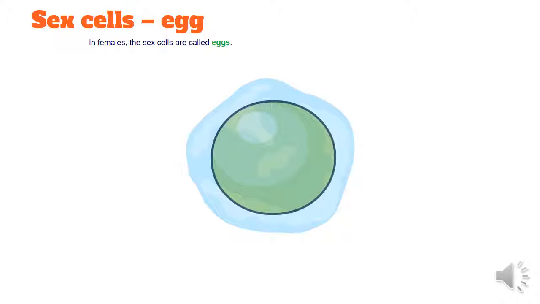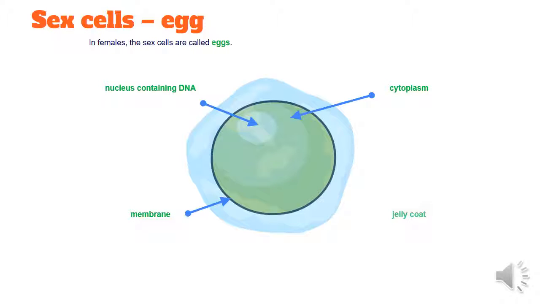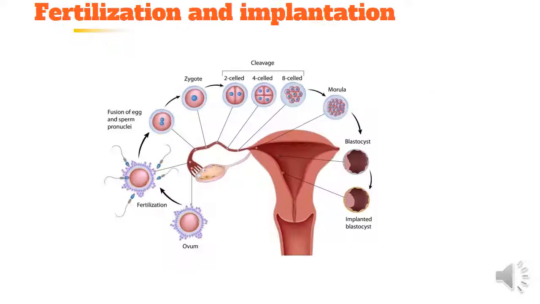Sex cells for the female, they're called eggs. You have a nucleus containing DNA, you've got a membrane, you've got cytoplasm, and you've got a jelly coat. The sperm have to break through the jelly coat to get in. So they use enzymes, and when the head or the acrosome gets in touch with the egg, then no other sperm can get through. It's kind of an interesting setup.